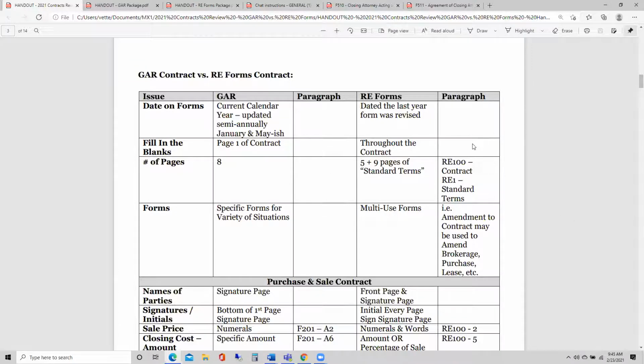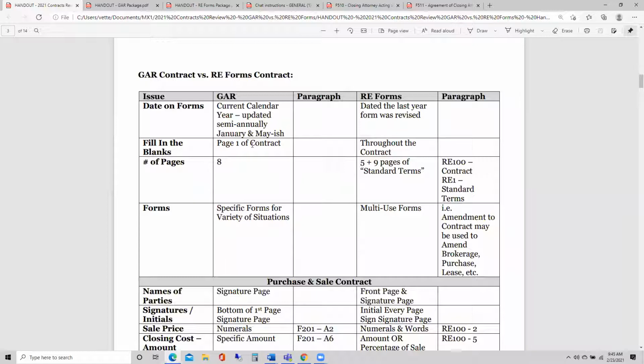All right, fill in the blanks. In the GAR, for the majority of their forms, they have put all the fill in the blanks on the first or second page of all the forms. Primarily, we're just going to cover the purchase and sale agreement and some of the main exhibits and amendments, or whatever the differences are. In the RE forms, the fill in the blanks are throughout the forms themselves.